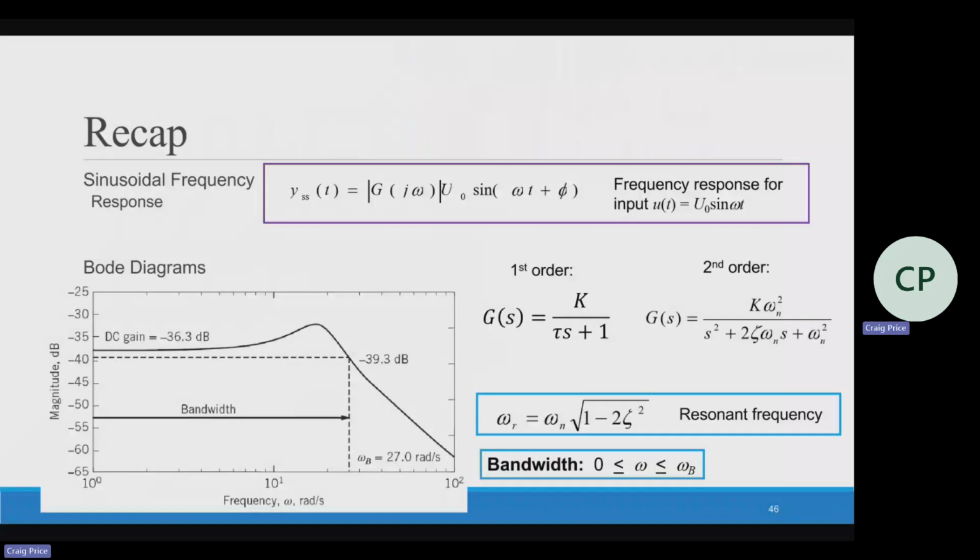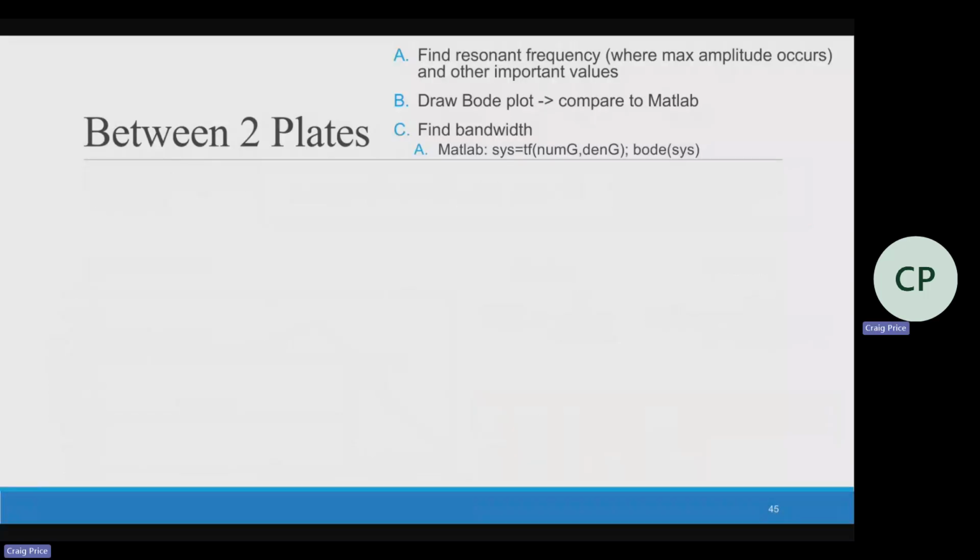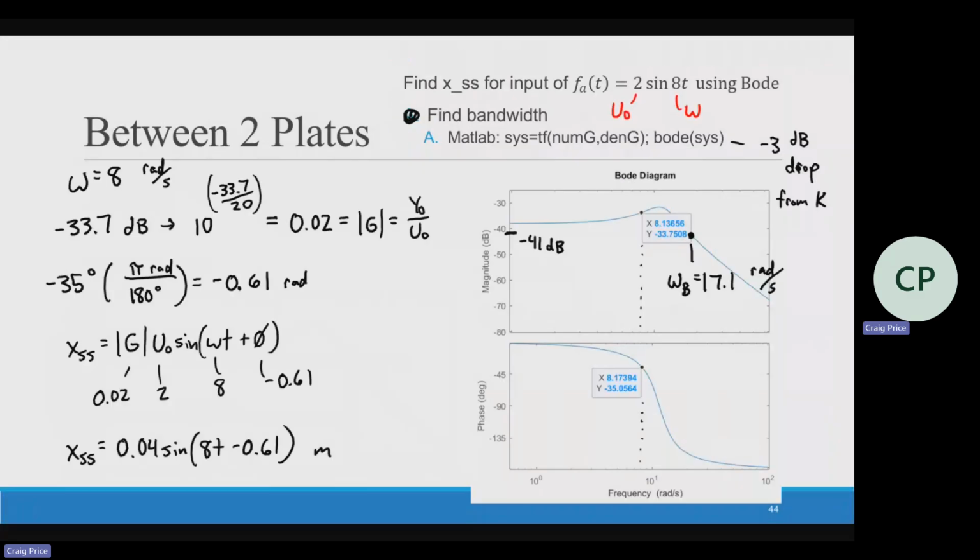Okay, I will post these slides. So the main thing we worked on was Bode plots. These are the standard forms. And then from there, we can find our important values, be able to plot them. So we'll continue this next week, but I'm going to leave this up here. Good?